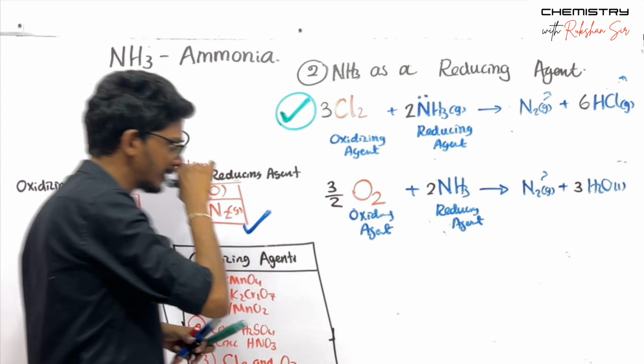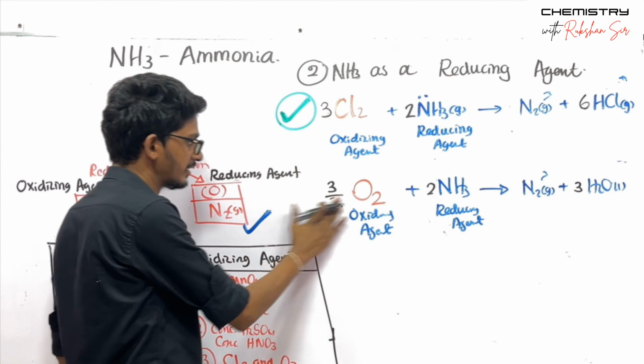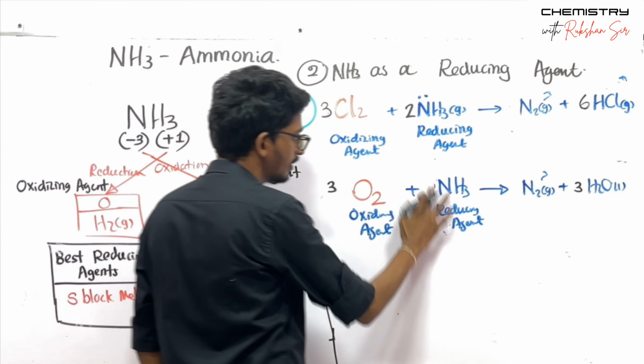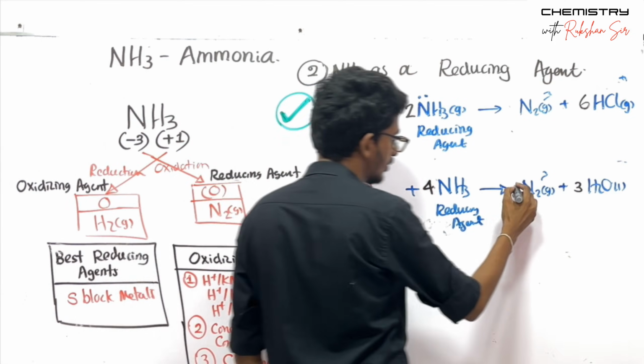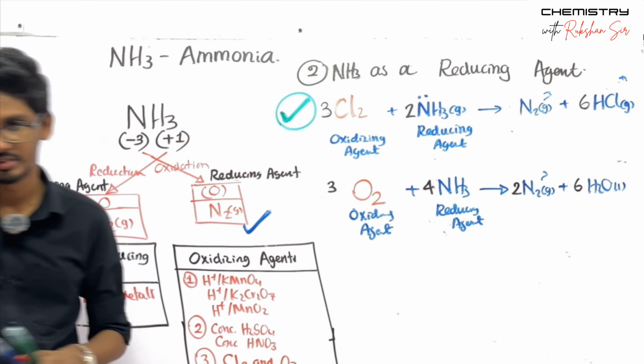That is not good. So multiply the whole equation by 2. So that is going to be 3, this is going to be 4, this is going to be 2, and this is going to be 6. Balancing is not hard then.